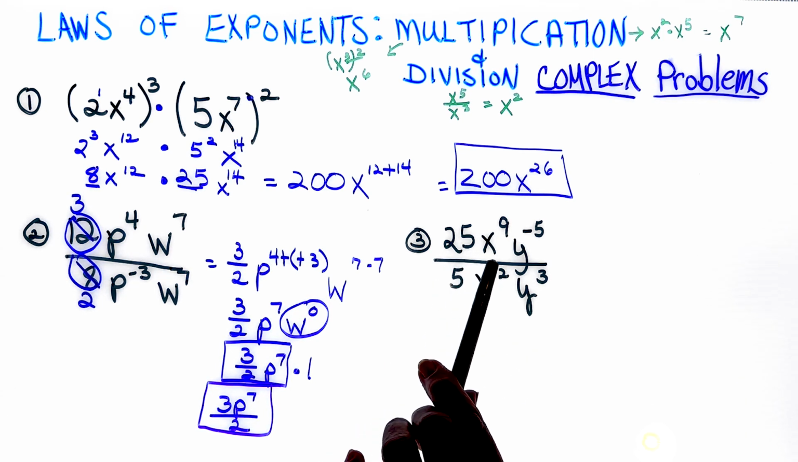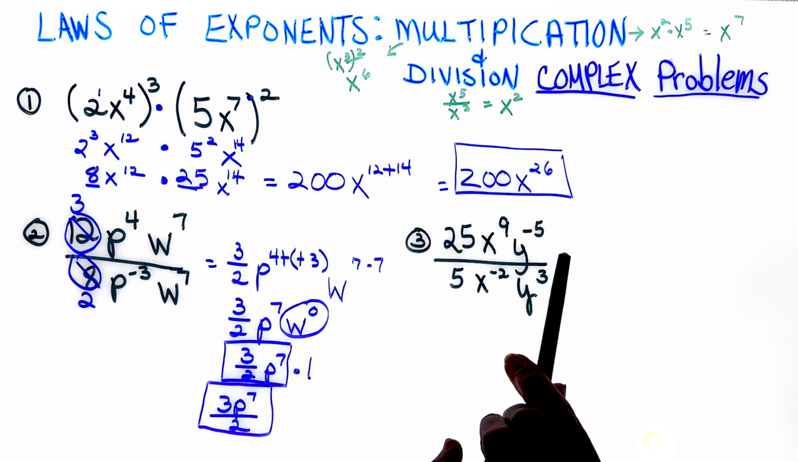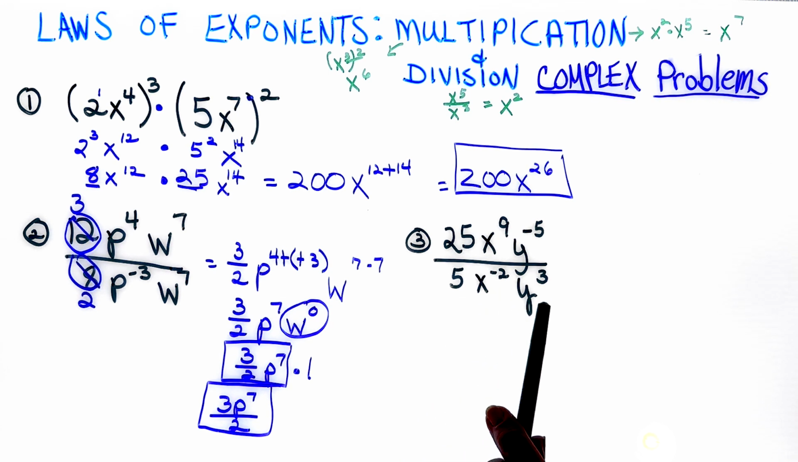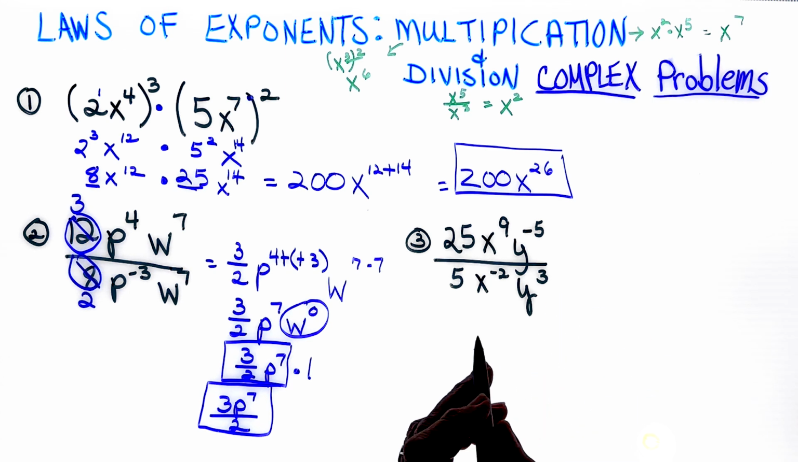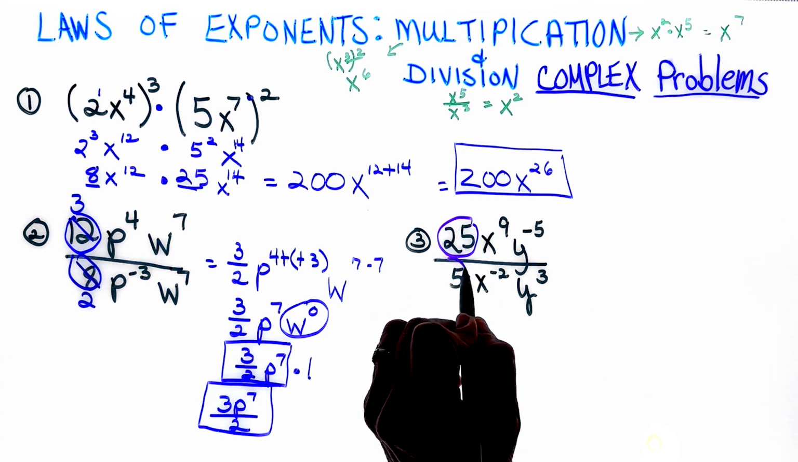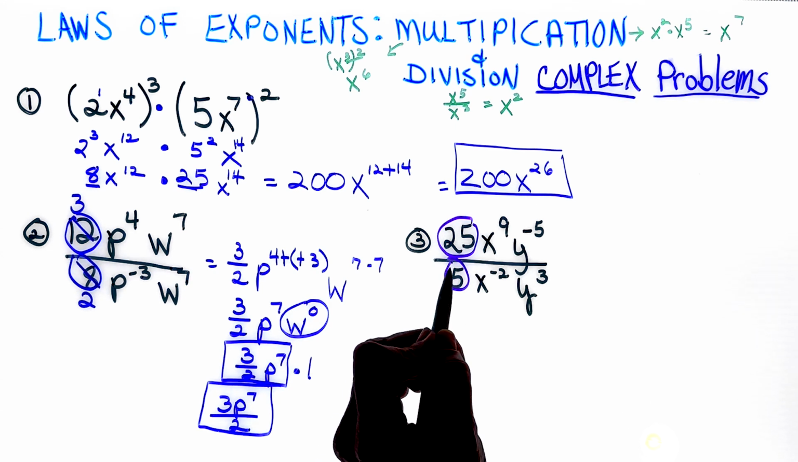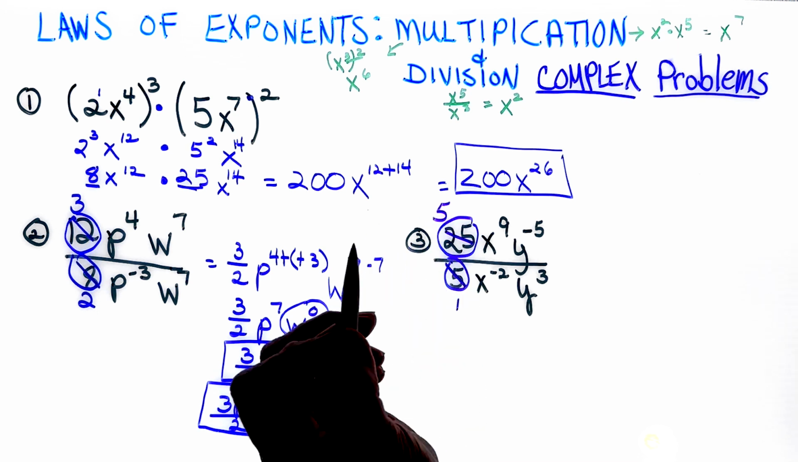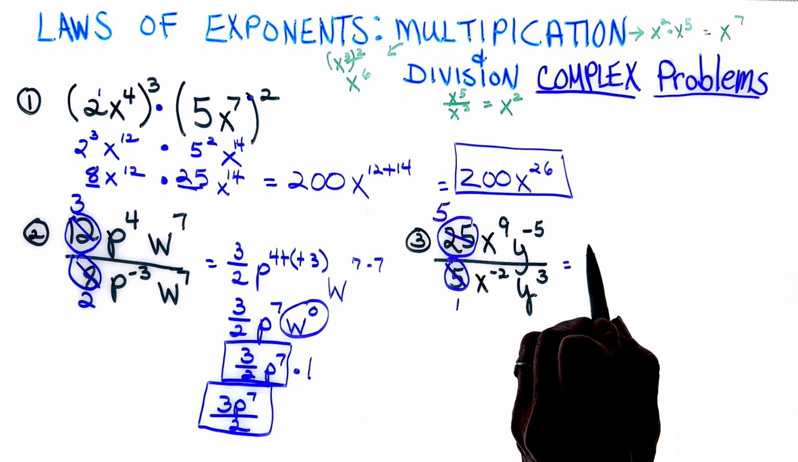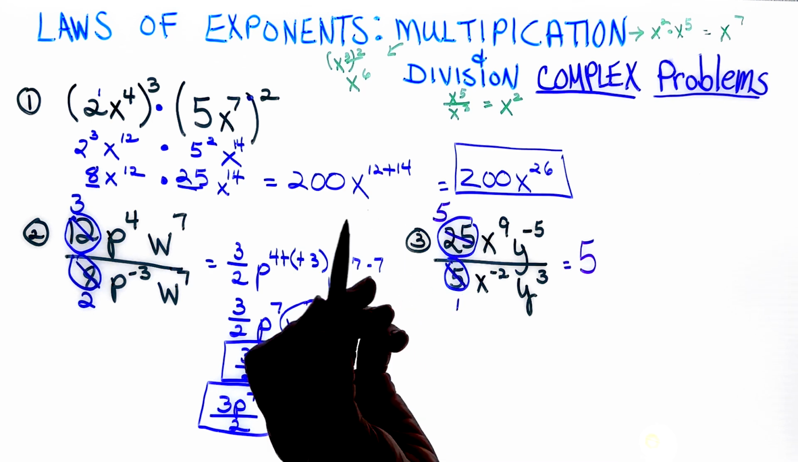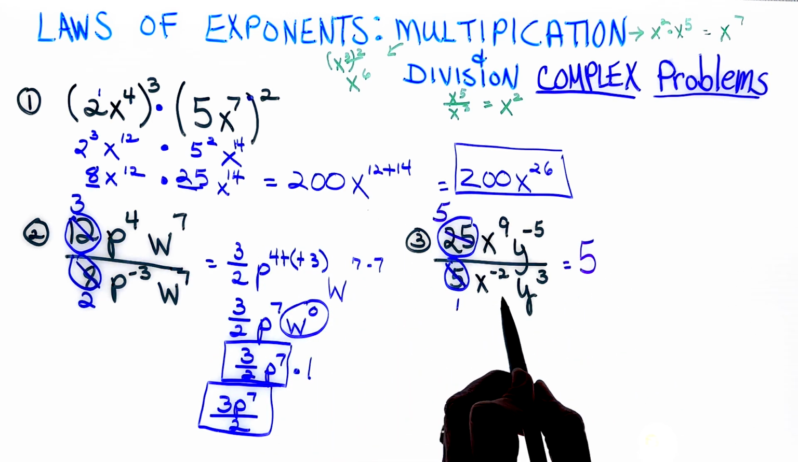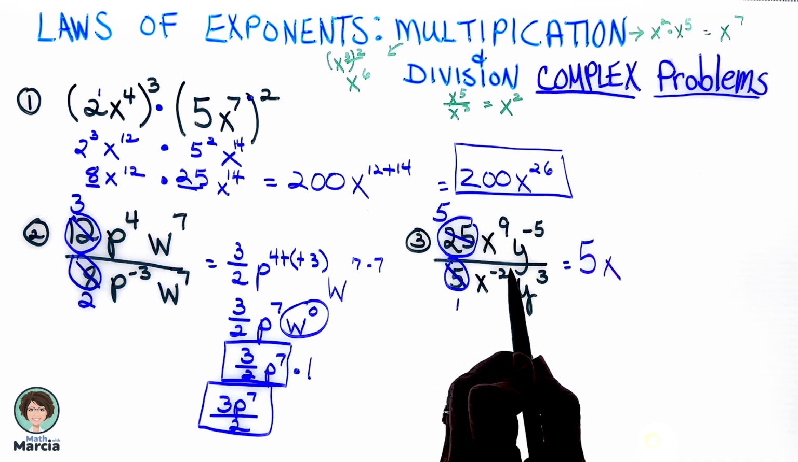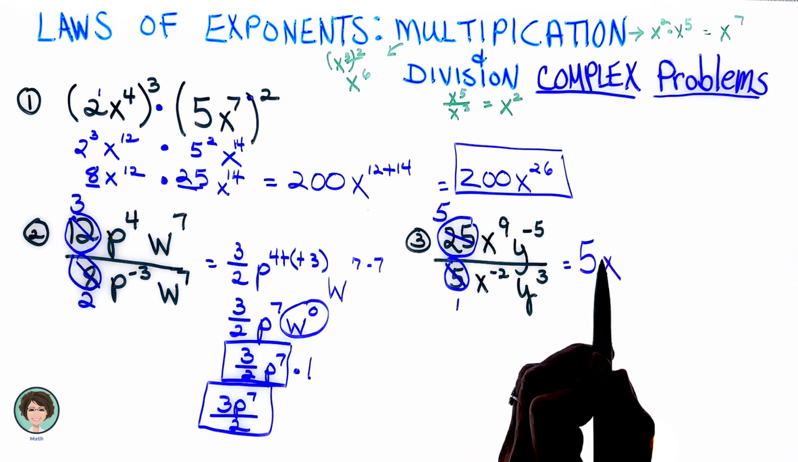I have 25x to the 9th, y to the negative 5th, over 5x to the negative 2, y to the 3rd. So right away, I look at my coefficients. My coefficients can be simplified. 5 goes into 5 once. 25 divided by 5 is 5. So now I'm just going to be writing my number. I have a 5. And I'm going to write my little subtraction problem with my exponents. So it's x. Remember, when we have a division problem, we're going to subtract the exponents.